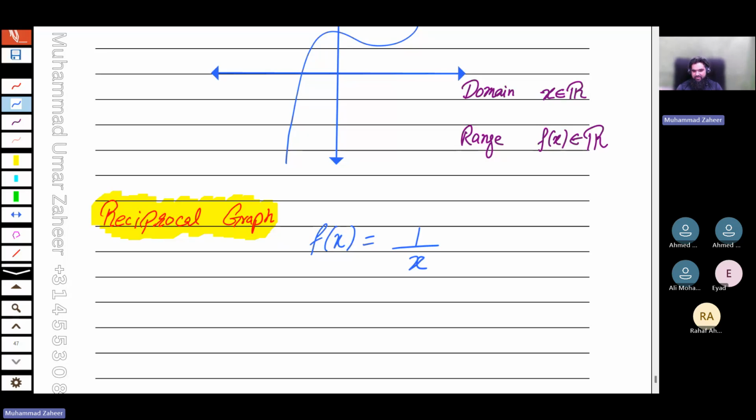In this one, basically, you will not get the value if you substitute x is equal to 0, so you will get 1 by 0. That is undefined. Means this graph will not give you any answer at x is equal to 0.